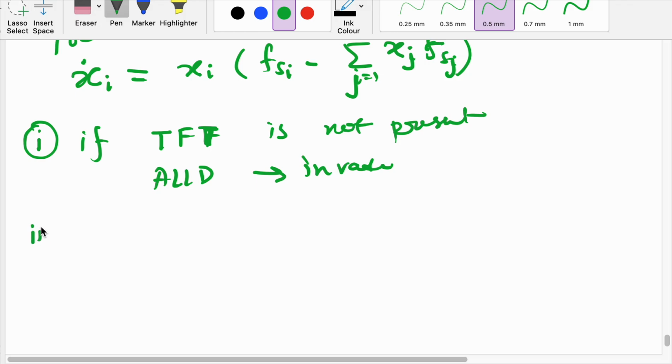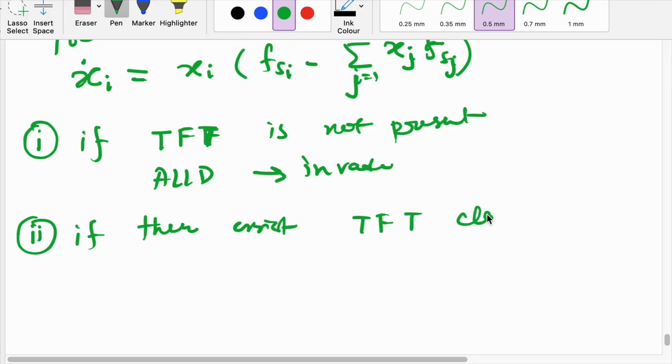In the second case, if there exists some strategy which is close to TFT, then all D will be there for some time, but after some point of time TFT will invade the all D population, and the frequency of TFT in the population will increase. After some time you will find a strategy whose P equals 1 and Q equals 1/3, and the frequency of this kind of strategy will ultimately become 1.